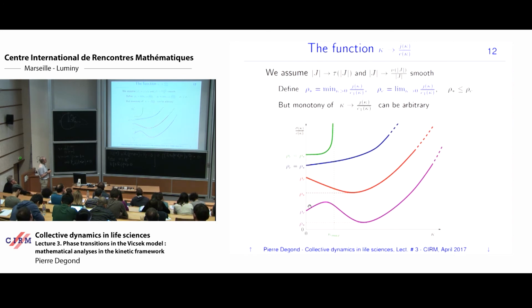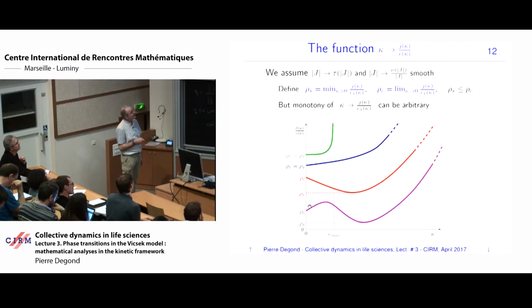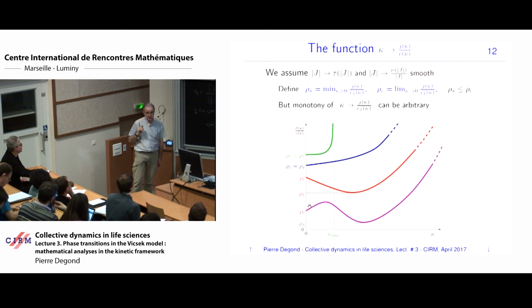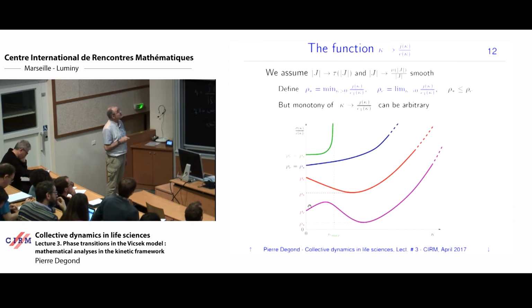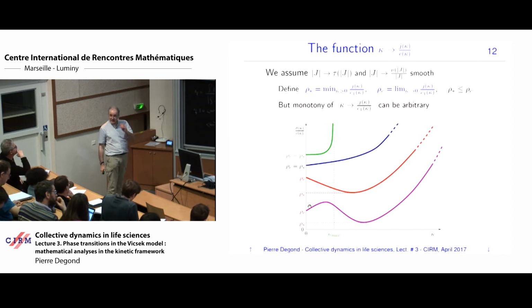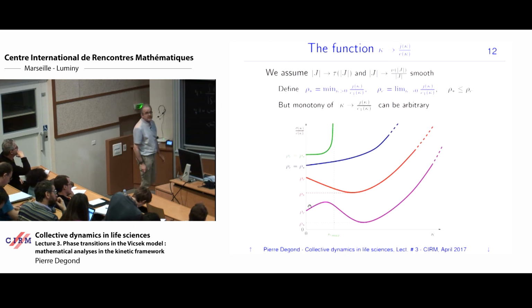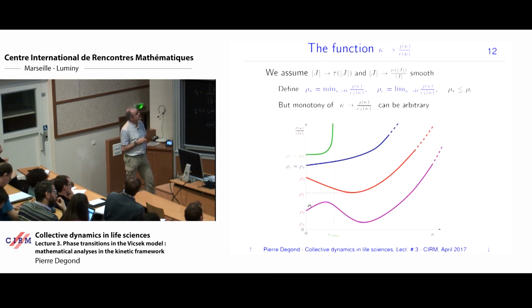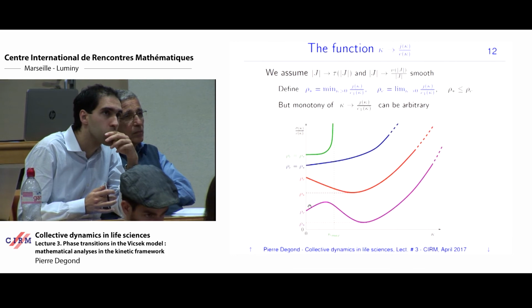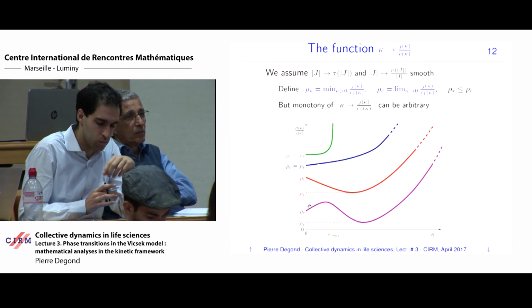Here, in the case where rho is less than rho star, the homogeneous isotropic solution is stable. And when I'm speaking of stability, I'm not speaking of linear stability. I'm speaking of nonlinear stability, the fully nonlinear stability. So fully nonlinear stable here, unstable for the isotropic distribution here, stable here. That's basically what Vicsek has found, because what he has found is that there is a bifurcation when the density is above the critical density rho star.